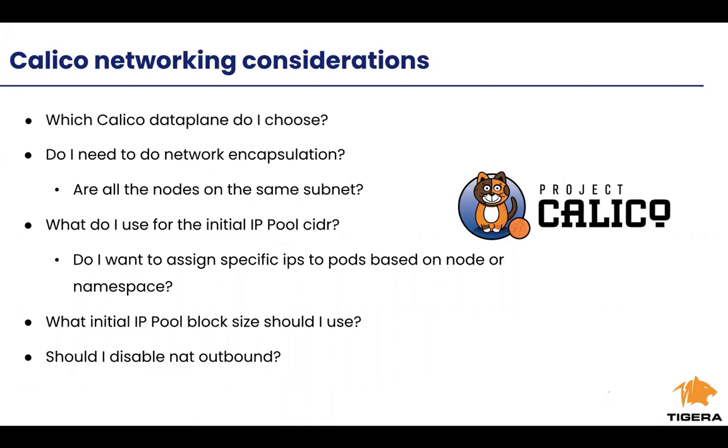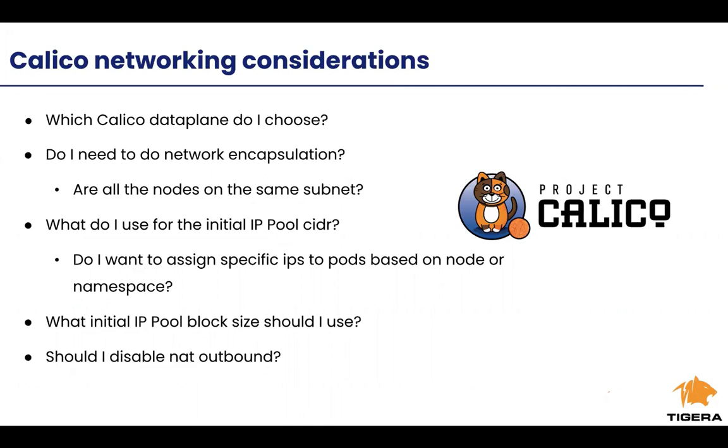So once we've chosen our data plane, whether it's the standard Linux data plane, the latest, greatest Calico eBPF data plane, or I've got Windows nodes, so I'm going to have the Windows data plane in the mix as well. Then we have to decide, do we need to do network encapsulation? There's a couple of different considerations as far as whether or not you need network encapsulation. One, do you want to use network encapsulation? And there's scenarios where you can choose not to do it.